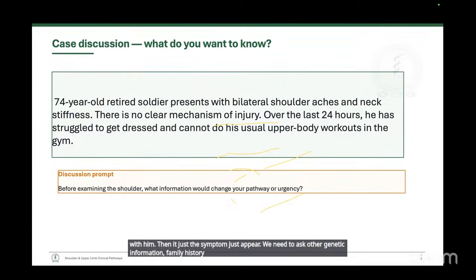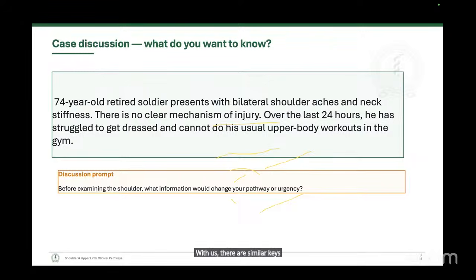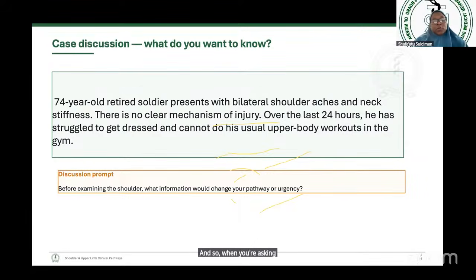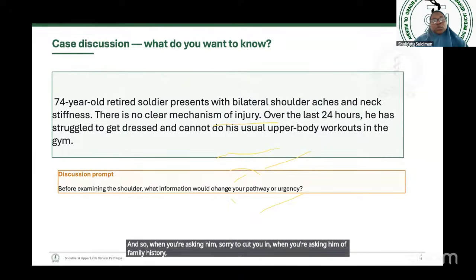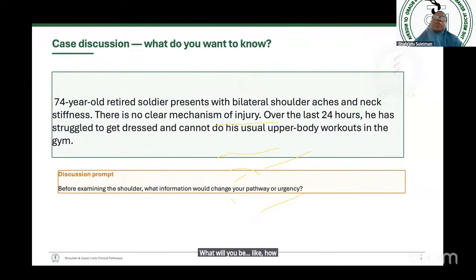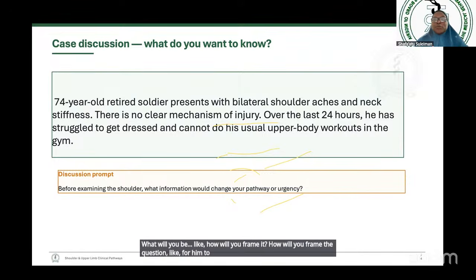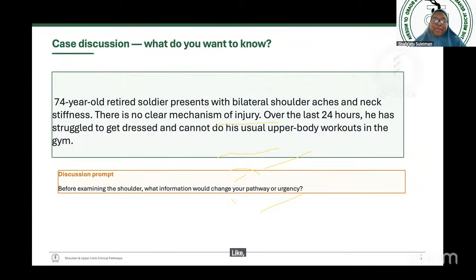whether there's a similar case. Sorry to cut you in, when you're asking him of family history, how will you frame the question for him to understand, so we will all get what you want to know? What will you ask him?